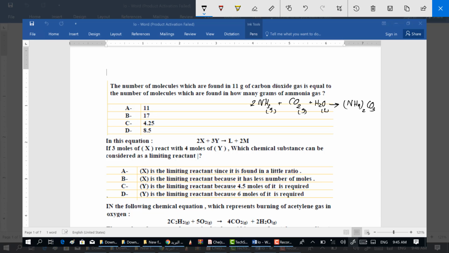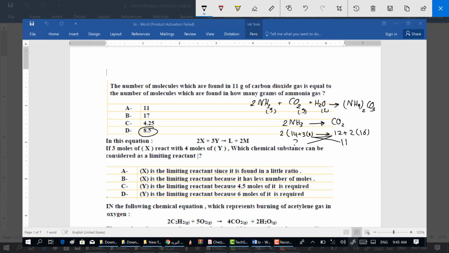So, according to the equation, we find NH3 in front of CO2. According to the number of moles, we have 2 moles in front of 1 mole. So, according to this equation, 2 multiply N, 14 plus 3 multiply 1, versus 12 plus 2 multiply 16. If we take 11 gram of carbon dioxide gas, by cross multiplication we will find the answer. It will be 8.5. It is the first one.